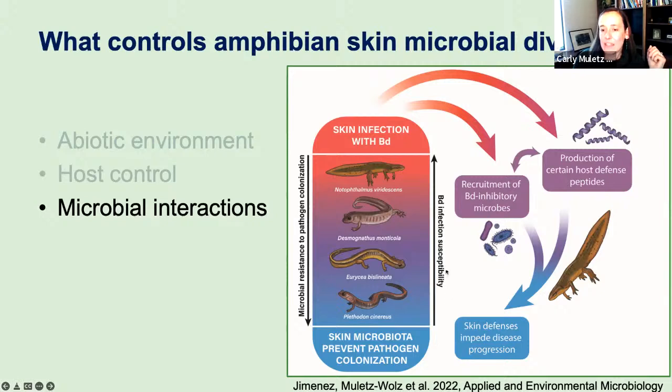But then as infection susceptibility increases and you're more likely to be infected with BD, that is leading to recruitment of these BD inhibitory microbes, and also potentially selecting for producing certain host defense peptides that are then interacting, and this is leading to selection for skin defenses that impede disease progression. And so this is our model of what we think is happening, going from these microbial interactions to what is happening for the salamanders.